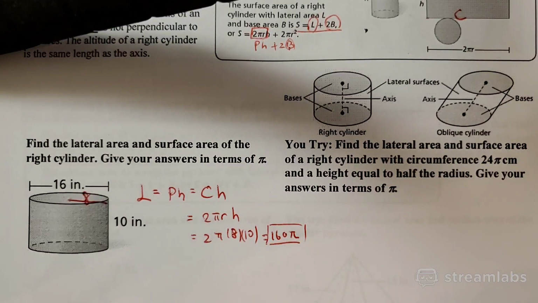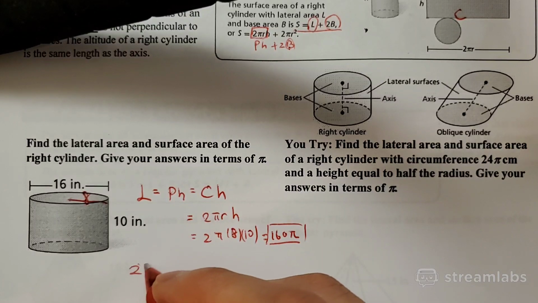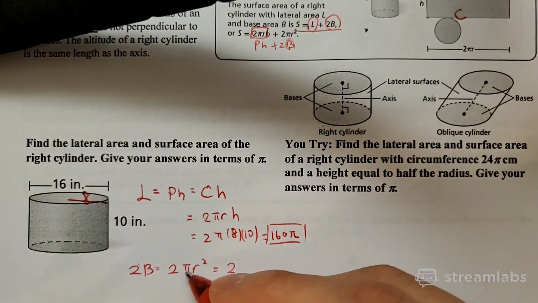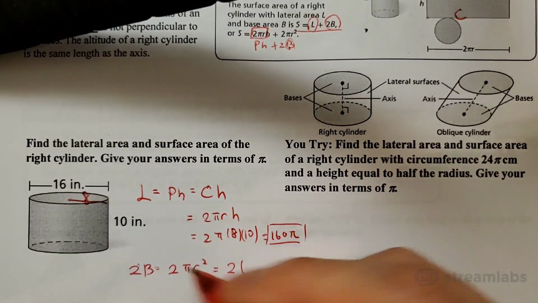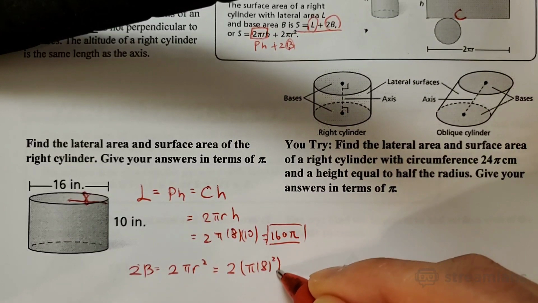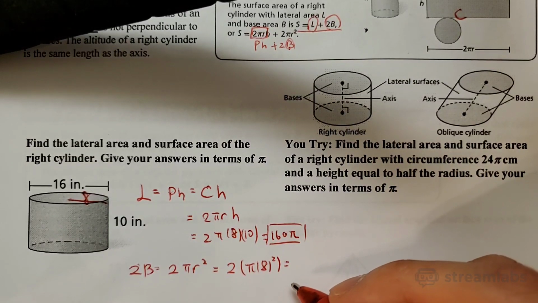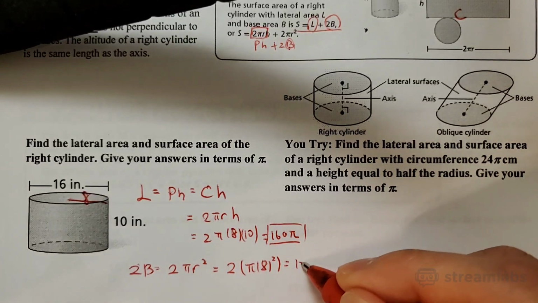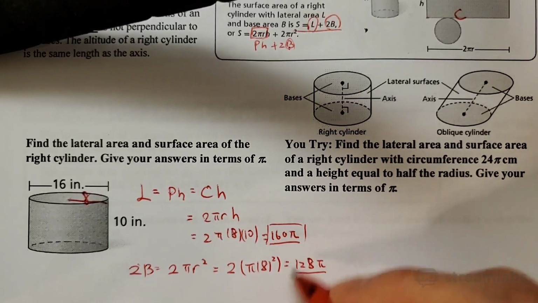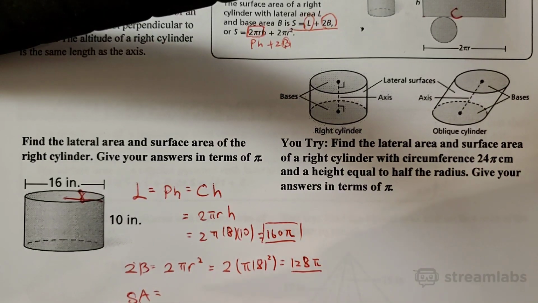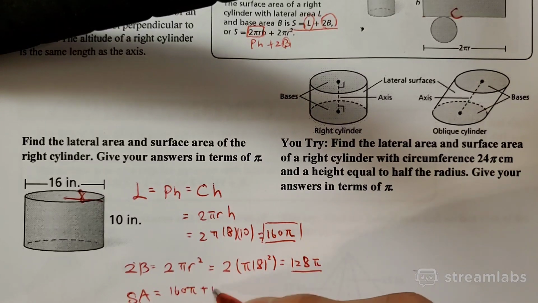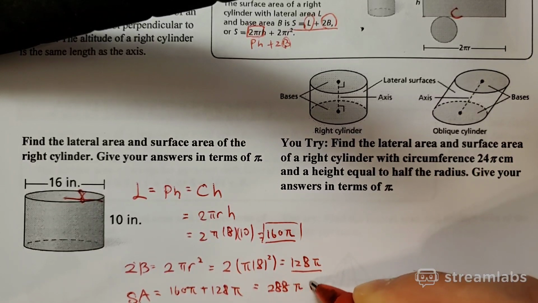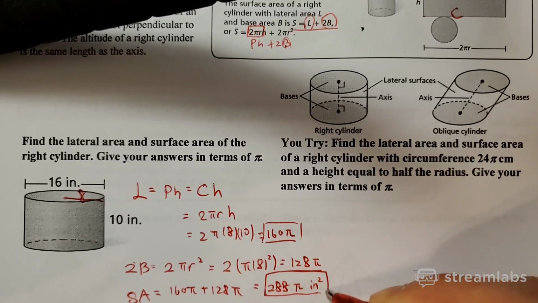Put this here. And then surface area, two bases. That will be 2 pi r squared. That's the base part. The base is a circle, pi r squared, which is pi times 64, so we get 128 pi. And then you add them up. So surface area is equal to 160 pi plus 128 pi, which is equal to 288 pi inches squared. Okay, your units are inches squared.